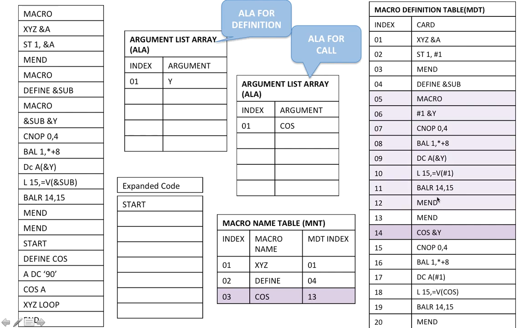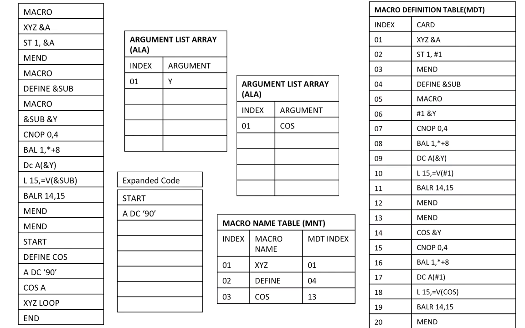Hence these lines are stored in the definition table, but here #1 is replaced by COS, #1 is replaced by COS, and the ampersand Y is replaced by #1. We have used two separate ALAs because here the definition and call, both the passes, are going on simultaneously. Then it goes ahead with the MEND, it ends the definition process, and then the next statement ADC 90 is stored into the expanded code.